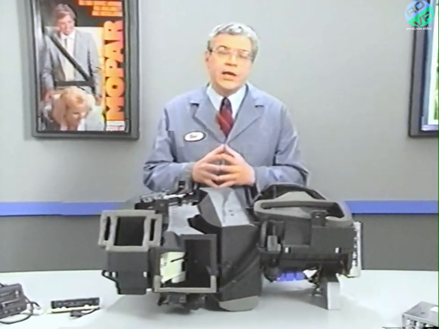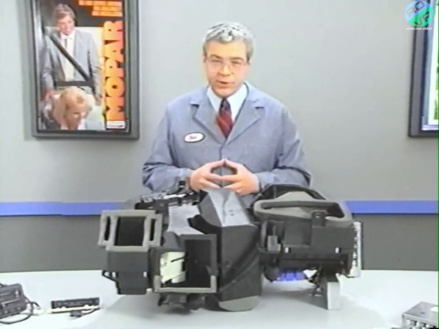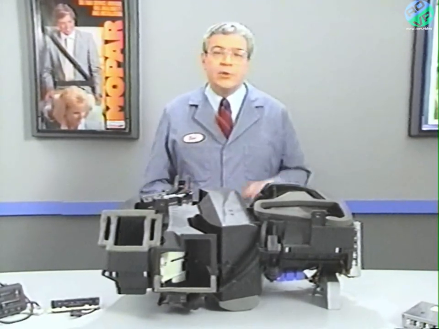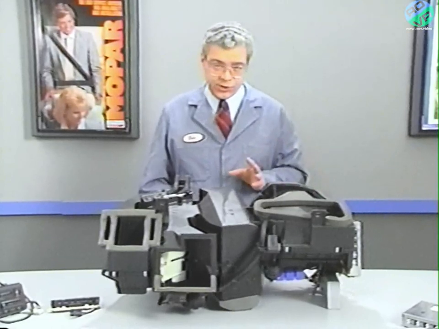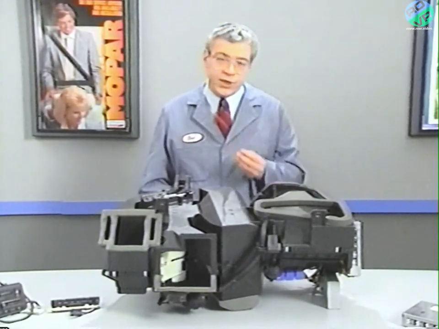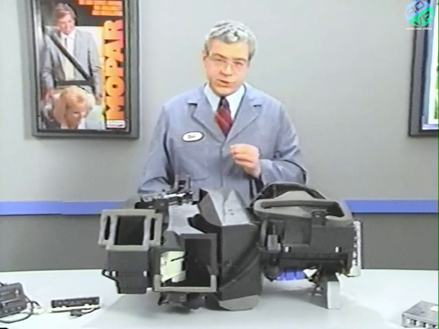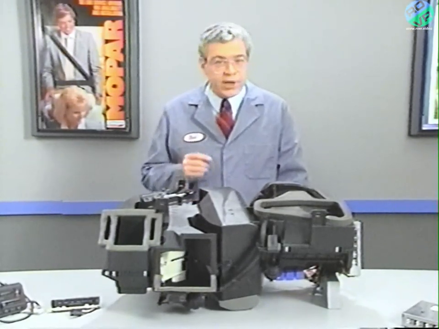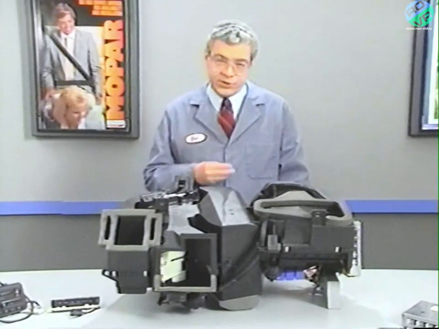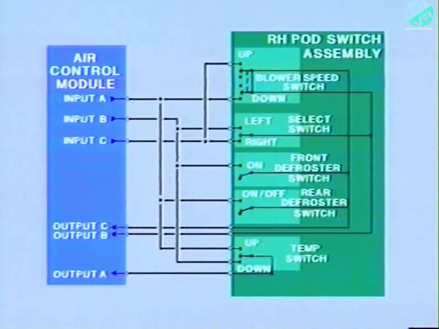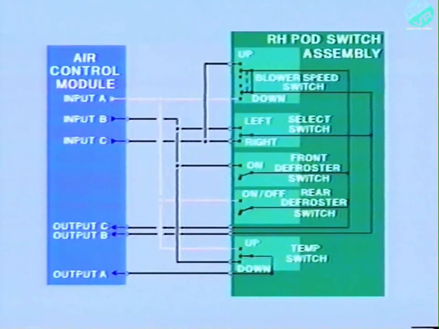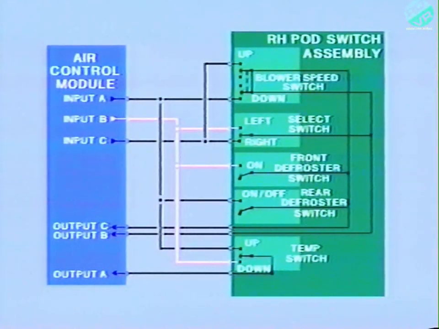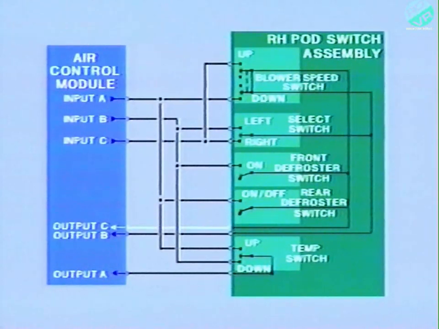Now, to understand how climate control works on the Premier and Monaco, we need to spend some time looking at ACM inputs and outputs as they occur on systems with AC. The control switch circuit, which is the first input we'll look at, uses a unique system to transform switch activation into input signals. 3 of the circuits between the air control module and the switch assembly supply the switches with 3 different voltages.